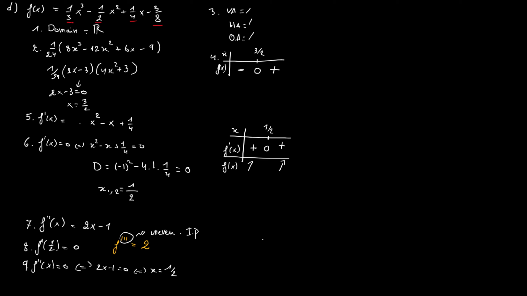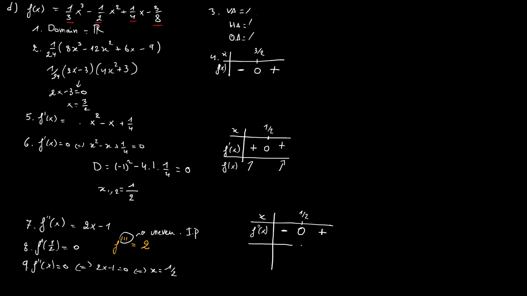Let's investigate what this means for the sign of this function. We get x and f double accent of x, so the second order derivative, at 1 over 2. We know there it's going to be 0, and now let's have a look at what the sign will do. First it becomes negative, and then it's going to become positive.